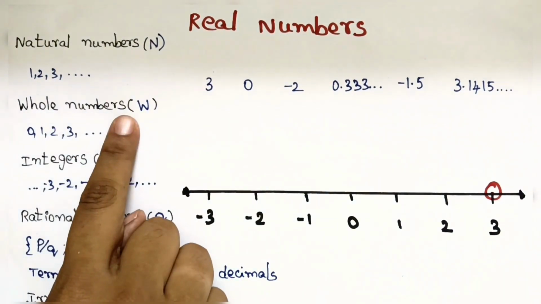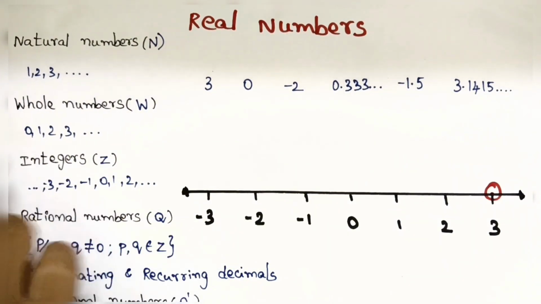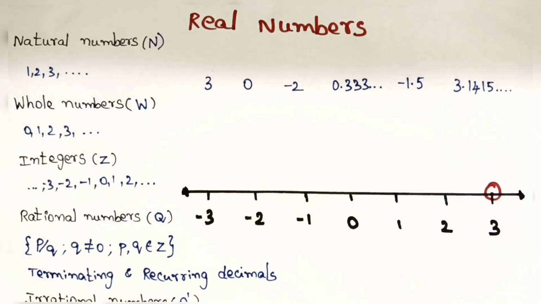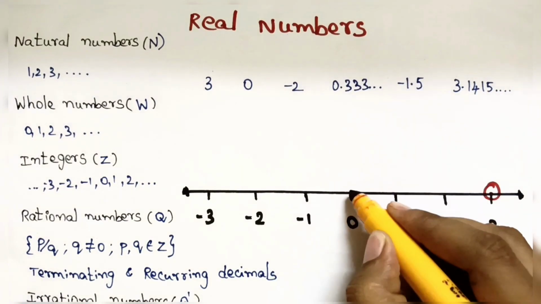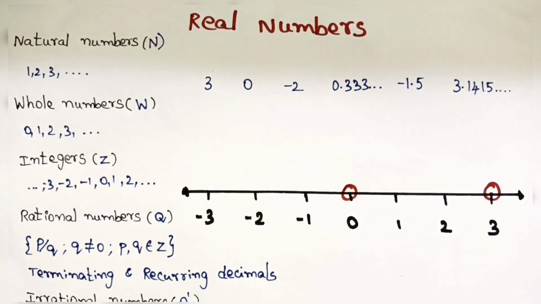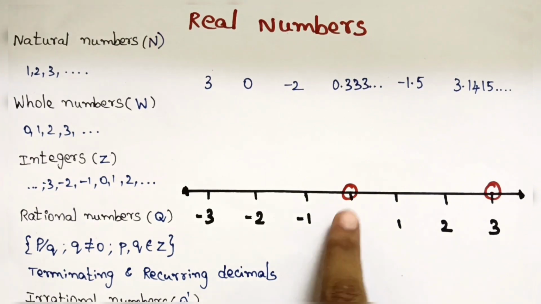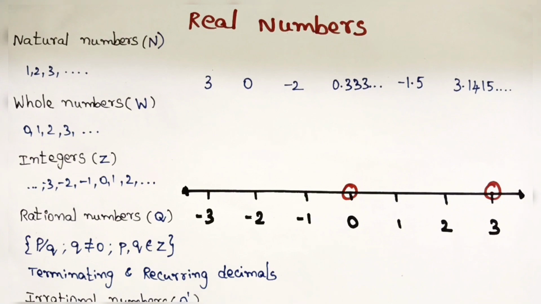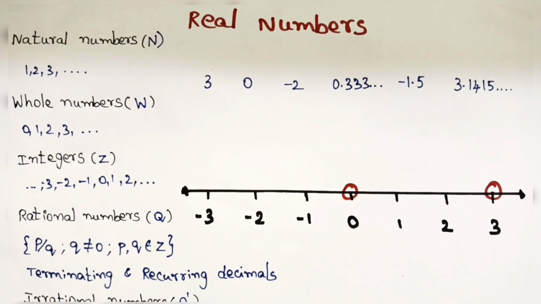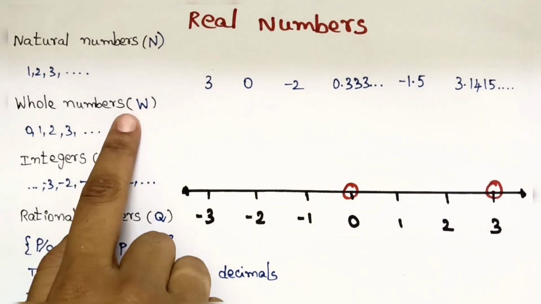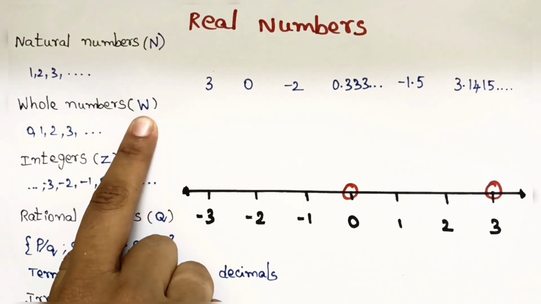Next one, whole numbers. When we add 0 to the natural numbers, it will become whole numbers. So where is the 0 on the number line? Yes, here it is. I ask one question. What kind of number the 0 is? Is it positive or negative? Comment your answer. Whole numbers are denoted by the symbol capital W.